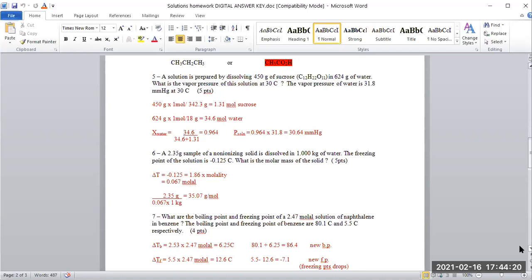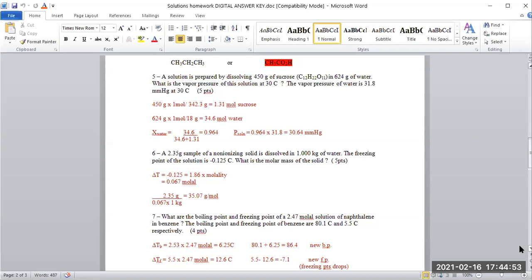So we've got a sample here that has 2.35 grams. It's non-ionizing. That's kind of a somewhat important point because we want to not have to worry about positive ions and negative ions increasing our colligative properties. It's dissolved in 1 kilo of water. The freezing point goes down 0.125, so it drops, obviously. Freezing point depression. What's your molar mass?